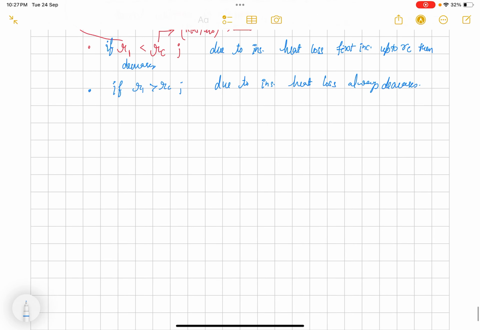And the condition for maximum heat loss is what? At critical radius, at R is equal to RC, heat loss is maximum. That is the condition. So this is all for critical thickness of insulation. In the next part we will see the variable thermal conductivity concept and heat generation concept in conduction. Thank you.